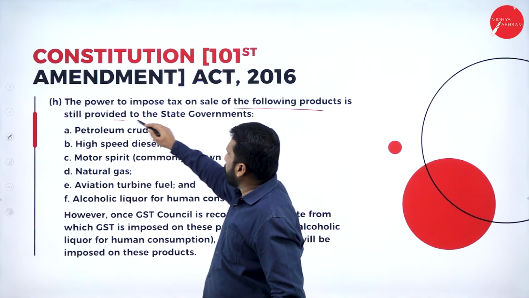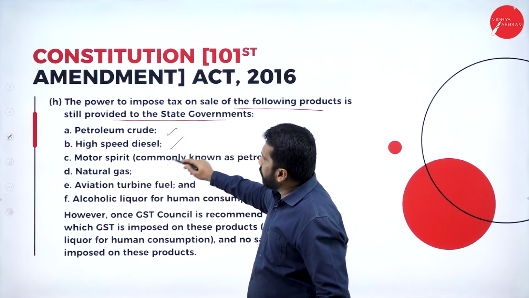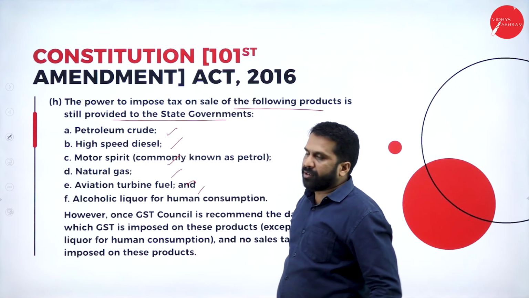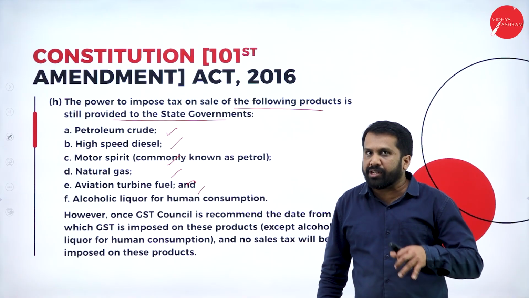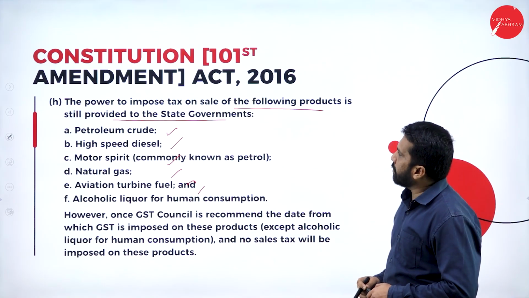product is still provided to the state government. There are a few things like petrol, high speed motor spirit and so on. The central government will not be involved. Only the state government has the right to impose tax on these products.